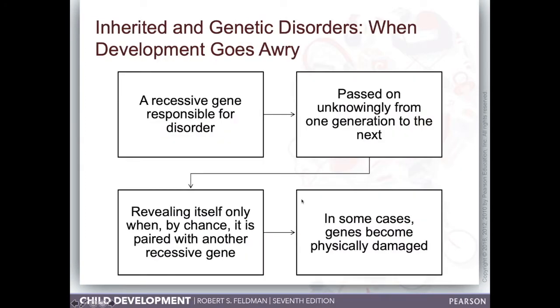Inherited and genetic disorders: when development goes awry. A recessive gene responsible for a disorder can be passed on unknowingly from one generation to the next, revealing itself only when by chance it is paired with another recessive gene. So again, that's something that happens by chance. And in some cases, the genes become physically damaged. That's when something would happen along the process of it going through its natural process from being inherited.